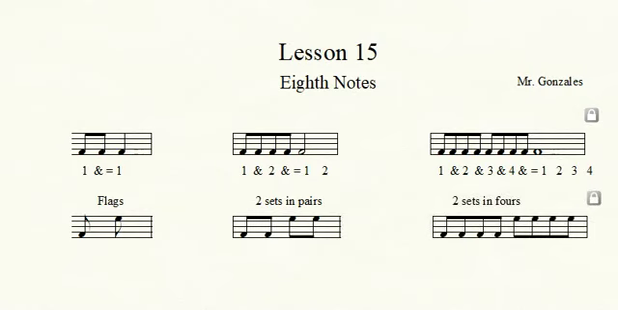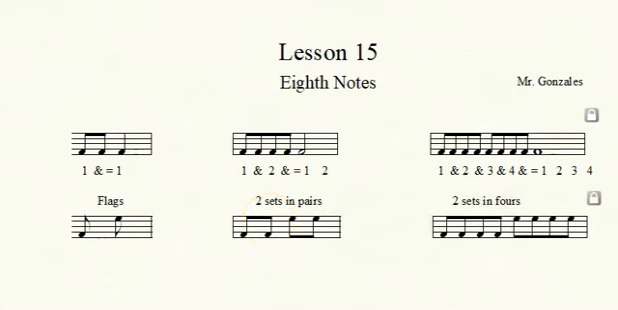The main objective of this lesson is to be able to identify eighth notes and understand how they work in music. Let's go. When you add a flag to a stem of a quarter note, it becomes an eighth note. Two or more eighth notes are connected by a beam. Here we can see the flag added to our quarter note to make it an eighth note. And here we can see a beam connecting two eighth notes.